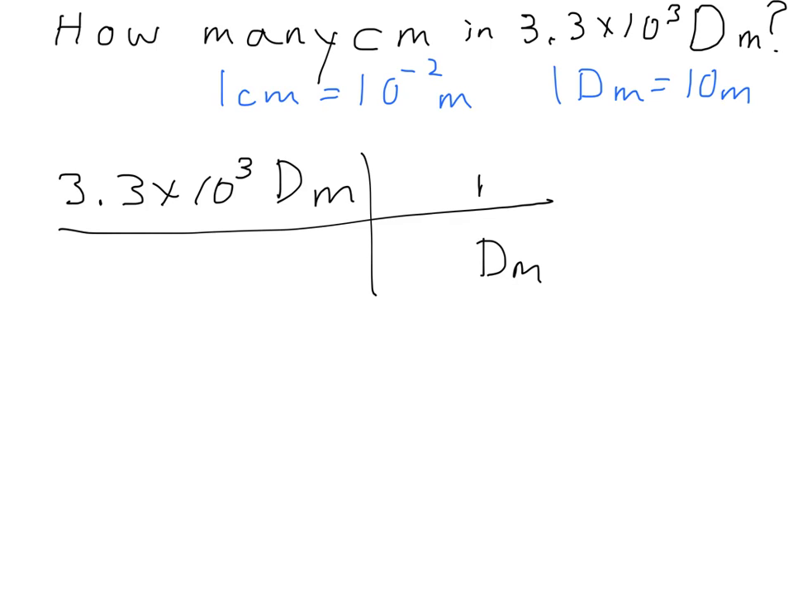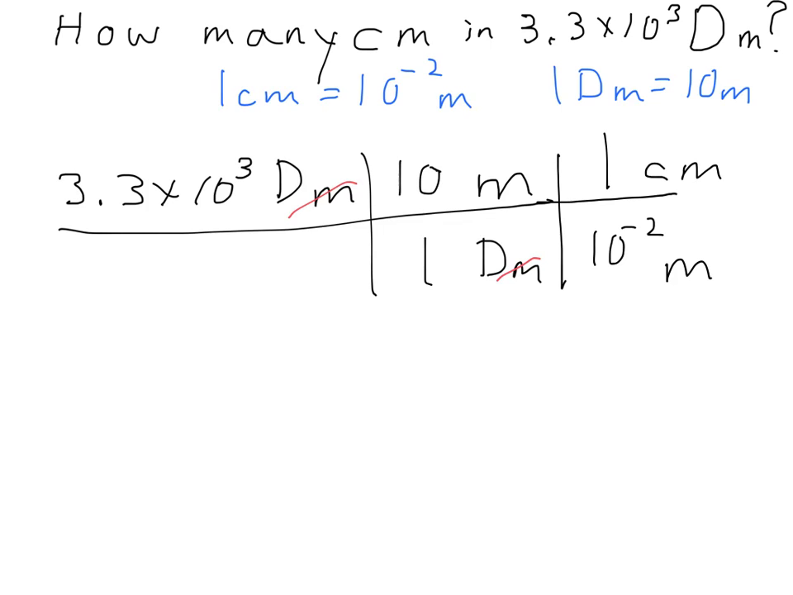I know the relationship between decameters and meters. I know that 1 decameter is 10 meters. I don't want meters though, so I'm going to place meters where they'll cancel out. I want centimeters. I know that 1 centimeter is 10 to the -2nd meters. So I'm going to multiply everything on top, divide through by everything on the bottom, and I am going to get 3.3 times 10 to the 6th centimeters.